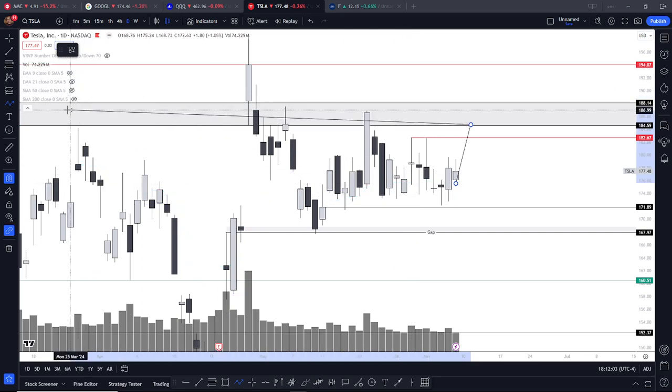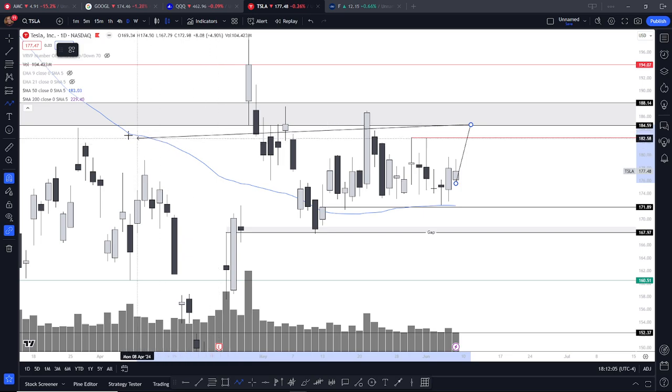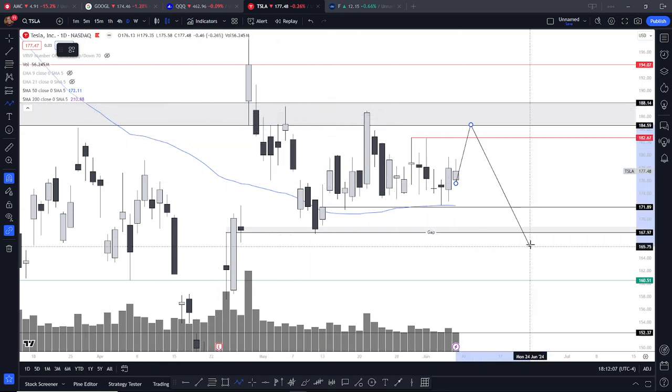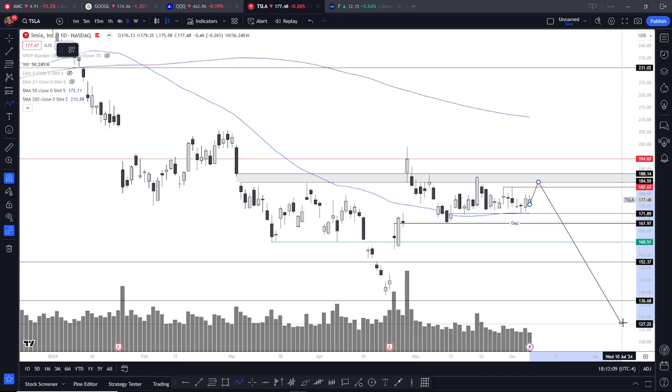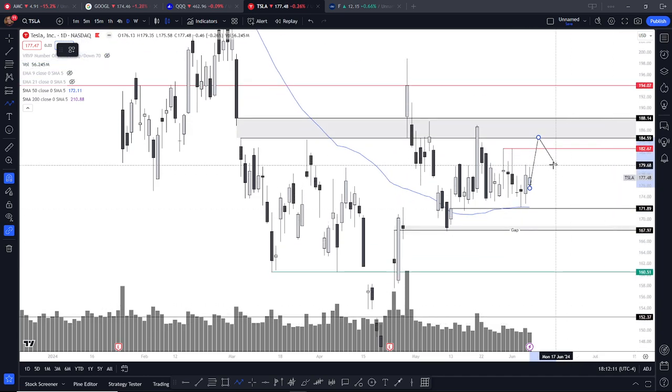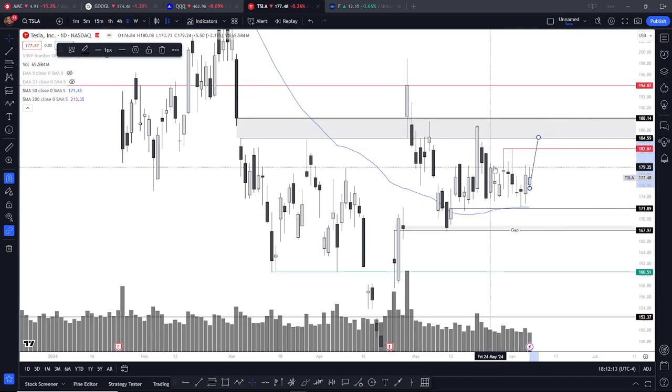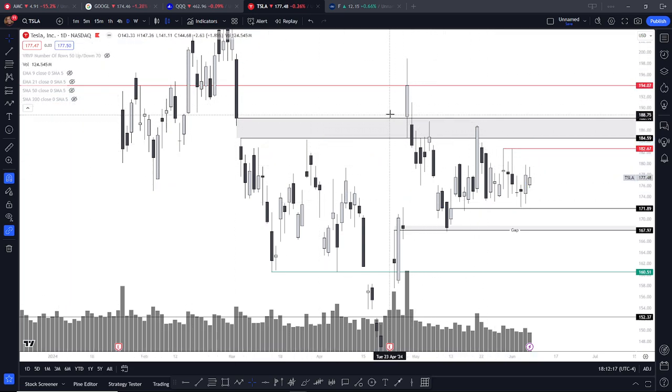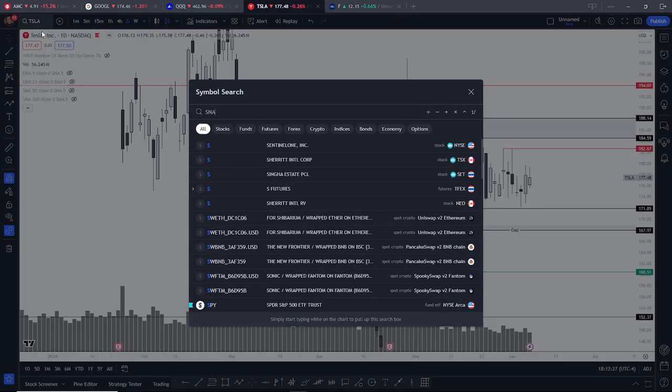EMAs are really coiled. We do have the 50 SMA just ever so slightly beneath us. So yeah, I'm just going to be looking at this one for a couple scenarios, but that's going to be on watch probably after that thing with Tesla that everyone's talking about. So that's that. Now we're going to go over into Snapchat.